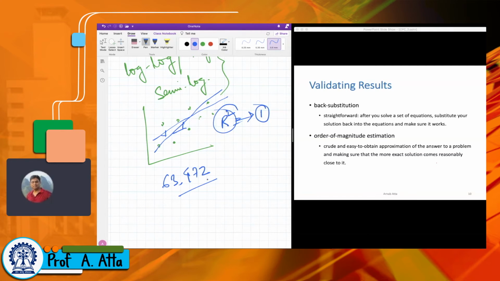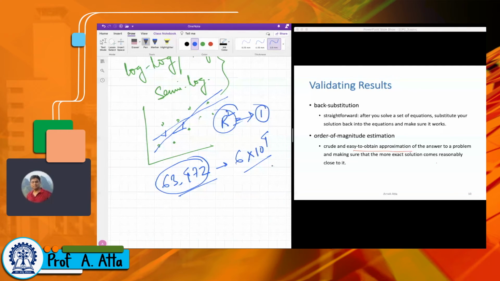Okay. So how can I write this in a simple manner in terms of order of magnitude, rough estimation? The point is that it is a crude and easy to obtain approximation of the answer, making sure that a more exact solution comes reasonably close to it. So this expression, how can I roughly write it in terms of a number that would be easy to calculate or handle further if we have subsequent steps?